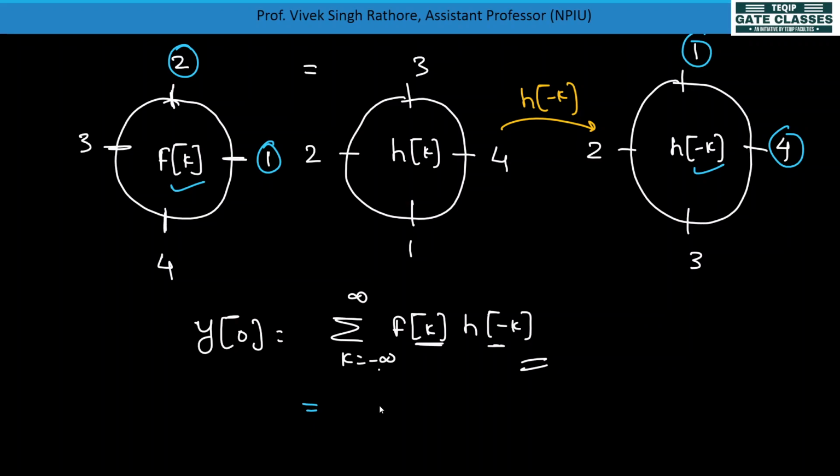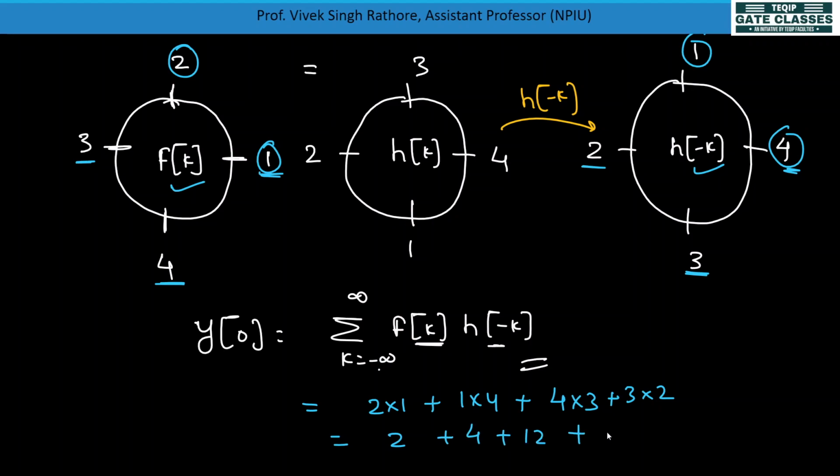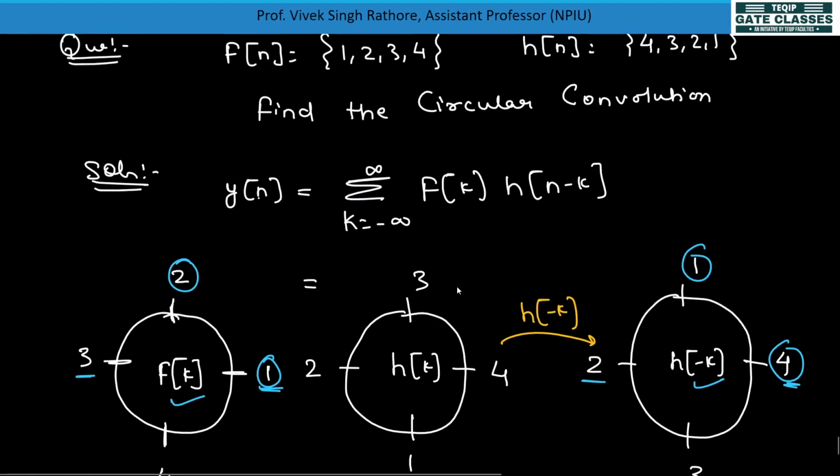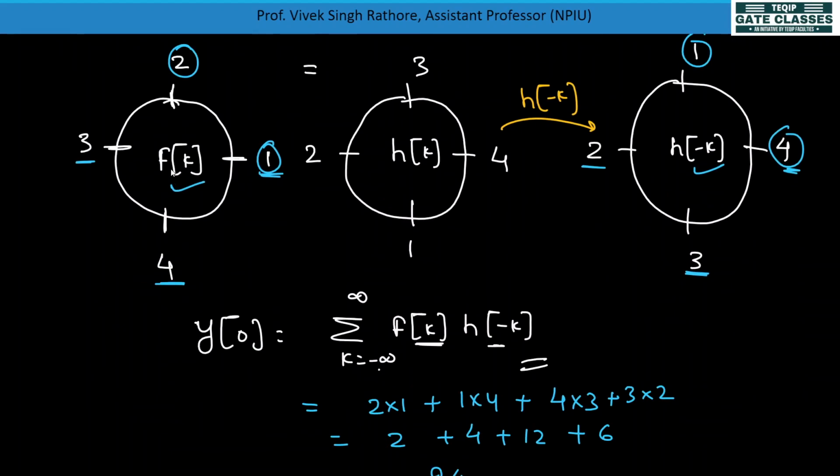So ultimately I'll write here 2 into 1, plus this 1 into 4, plus this 4 into 3, plus 3 into 2. So ultimately 2 plus 4 plus 12 plus 6. What answer came: 4 plus 2 is 6, 6 plus 6 is 12, 12 plus 12 is 24. So the answer is nothing but 24. So this is y of 0. Y of 0 you have calculated by just doing the multiplication of f of k into h of minus k.